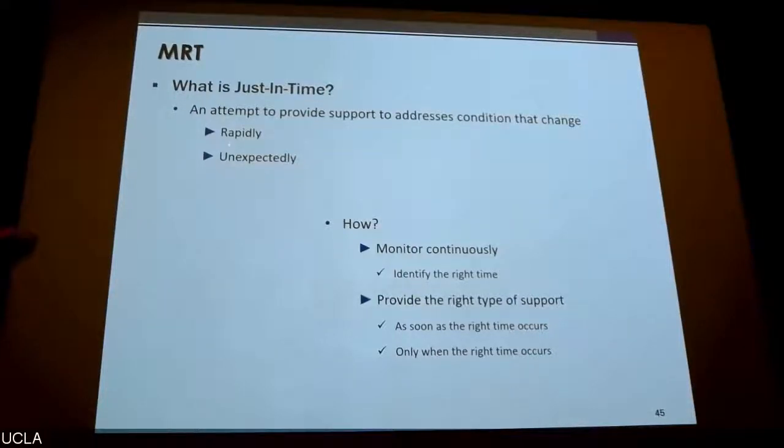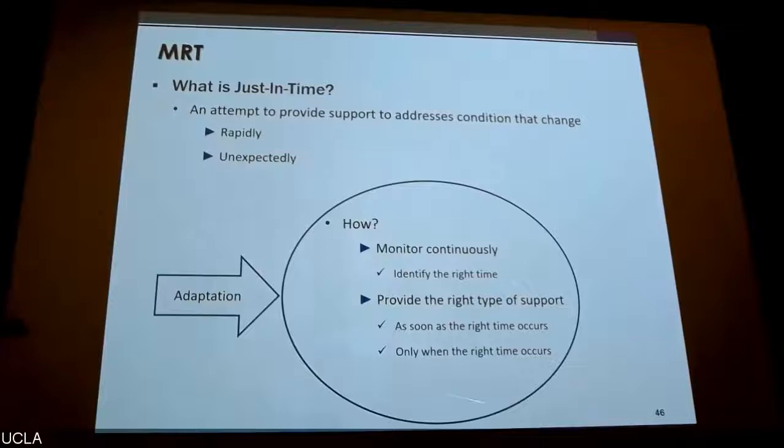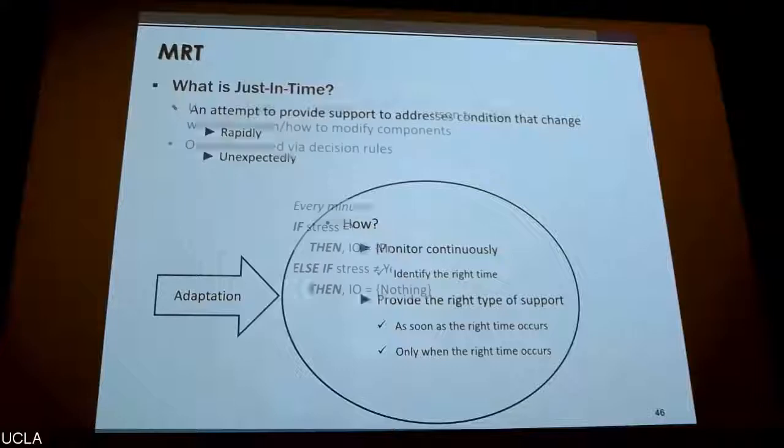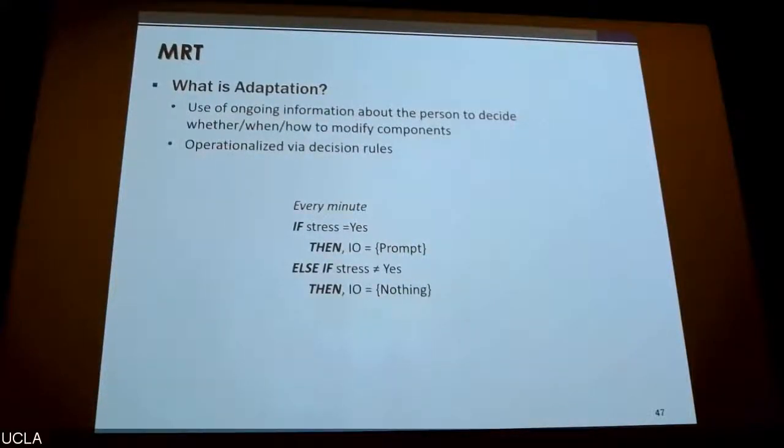To address conditions that change rapidly and unexpectedly, we need to monitor the person continuously, right? So we can identify when the right time occurs. And we need to provide the right type of support as soon as the right time occurs and only when the right time occurs because we want to minimize waste, right? In other words, I want you to notice that to operationalize the provision of just-in-time support, we need adaptation. That's adaptation. I already told you what adaptation is, right? It's the use of ongoing dynamic information about the person to decide whether and how to modify your components, right? And it's operationalized by using decision rules.